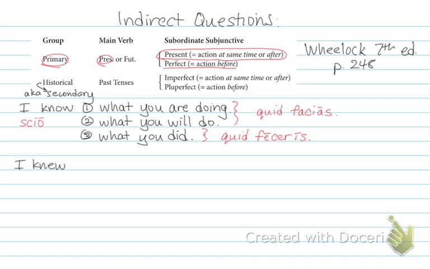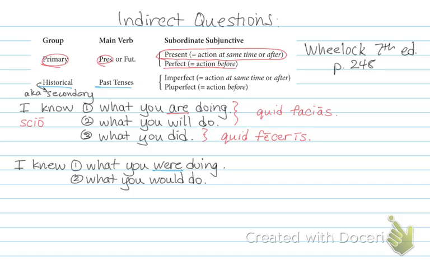If we go down to secondary sequence or historical sequence, I knew, main verb is in the perfect tense, what you were doing. Notice here that English has its own sequence of tenses, right? I know what you are doing, but I knew what you were doing. I know what you will do versus I knew what you would do. I know what you did versus I knew what you had done.